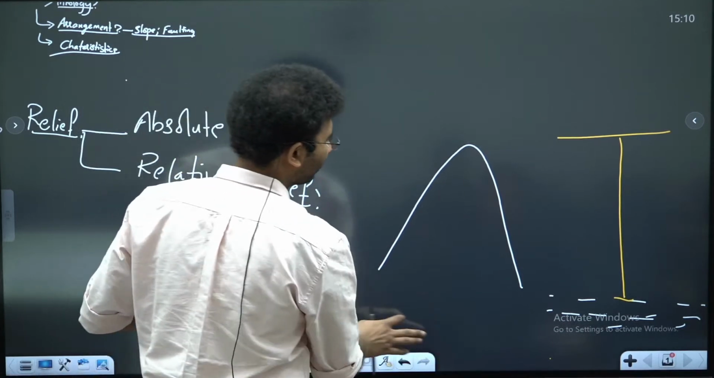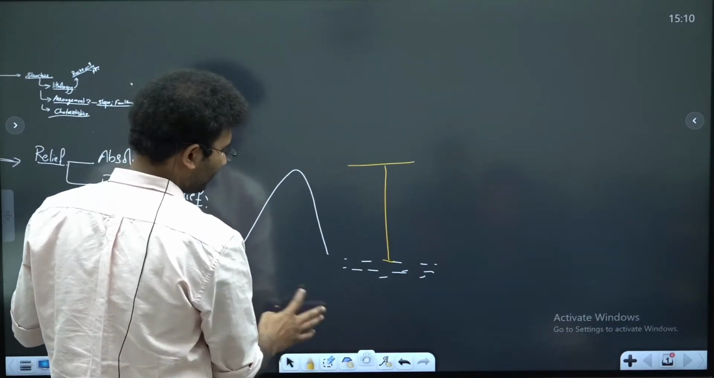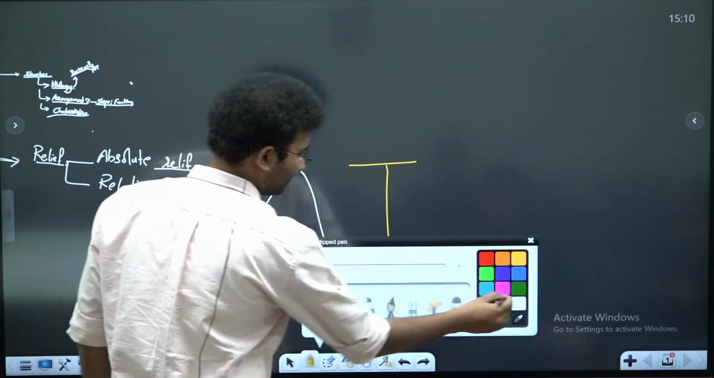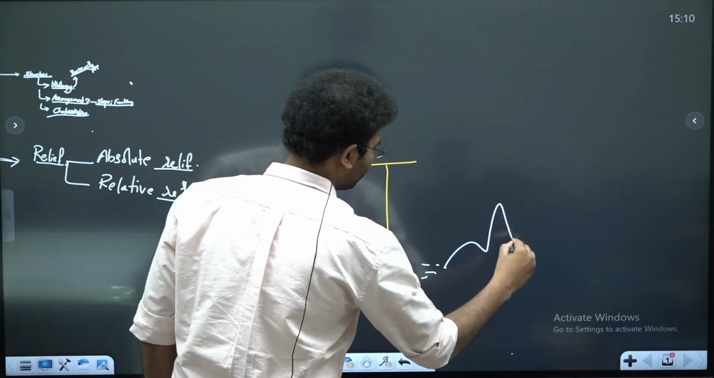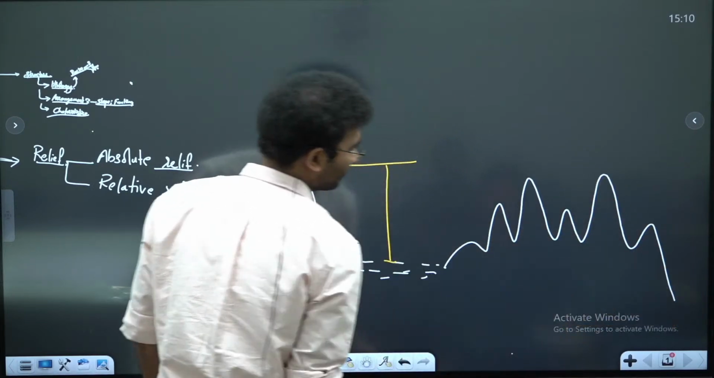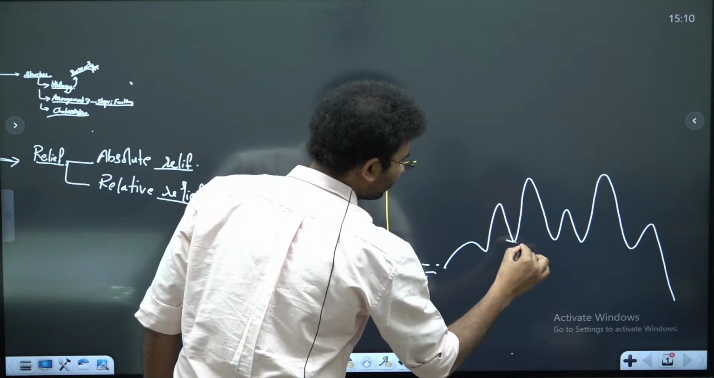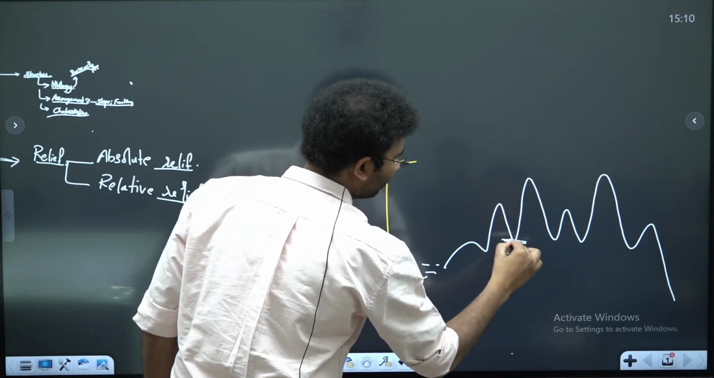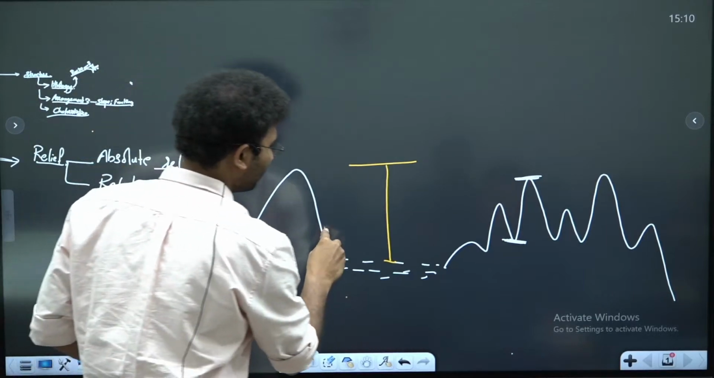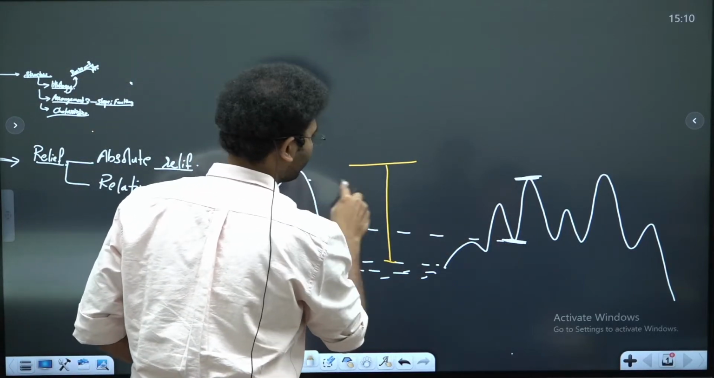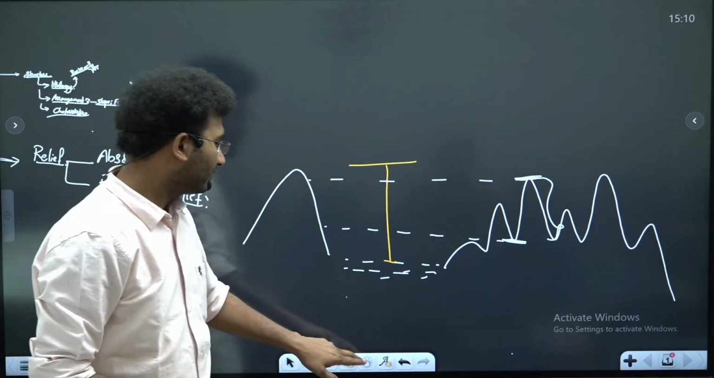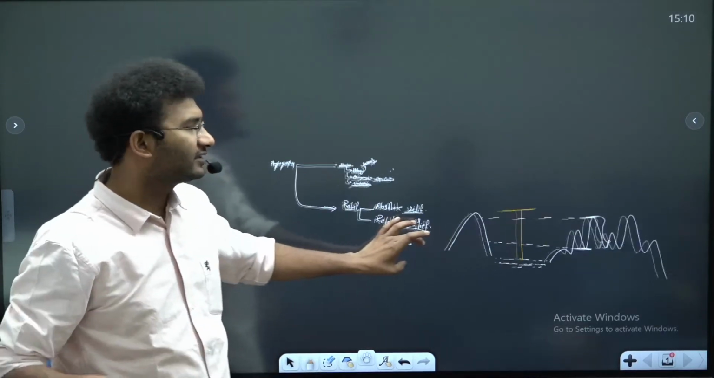But when you look into relative relief, there can be a landform which can be like this. Suppose, relative relief is from the valley to the top of the mountain. This is called relative relief. This is the height which is measured. So in relief you'll measure these kinds of things.